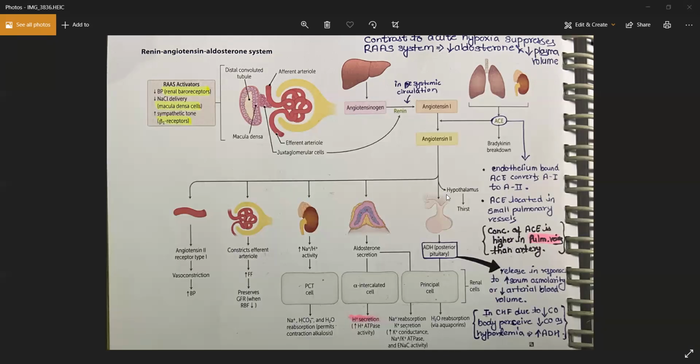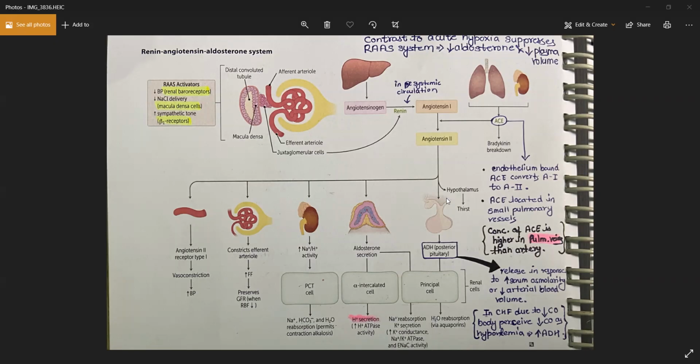V2 receptors are found in the collecting duct. In the collecting duct, you have two portions: one that lies in the cortex and the second one that lies in the medulla. And you already know that in the kidney, the medulla is the concentrated part of the kidney, right? It has a very high concentration of all these solutes.